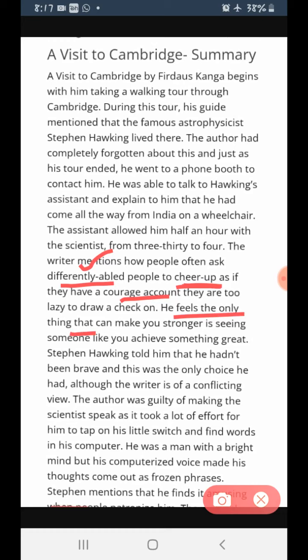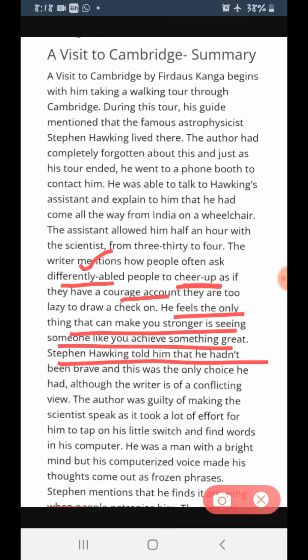He feels the only thing that can make you stronger is seeing someone like you achieve something great. And then he said that for us, when people comment that we should cheer up, this is not sufficient. What actually cheers us up is to see someone who is disabled like us but has achieved something great. Then we feel the courage, then we feel the ability to do something, then we can realize our inner strength: if such differently abled people can do something good or achieve success, then why not we? Fine? Okay, next.